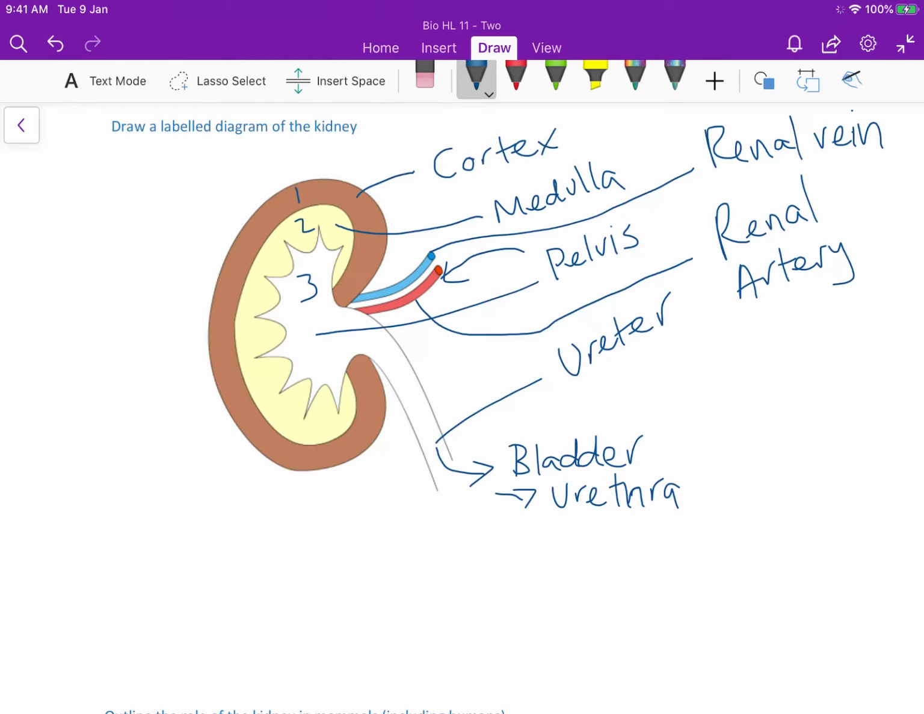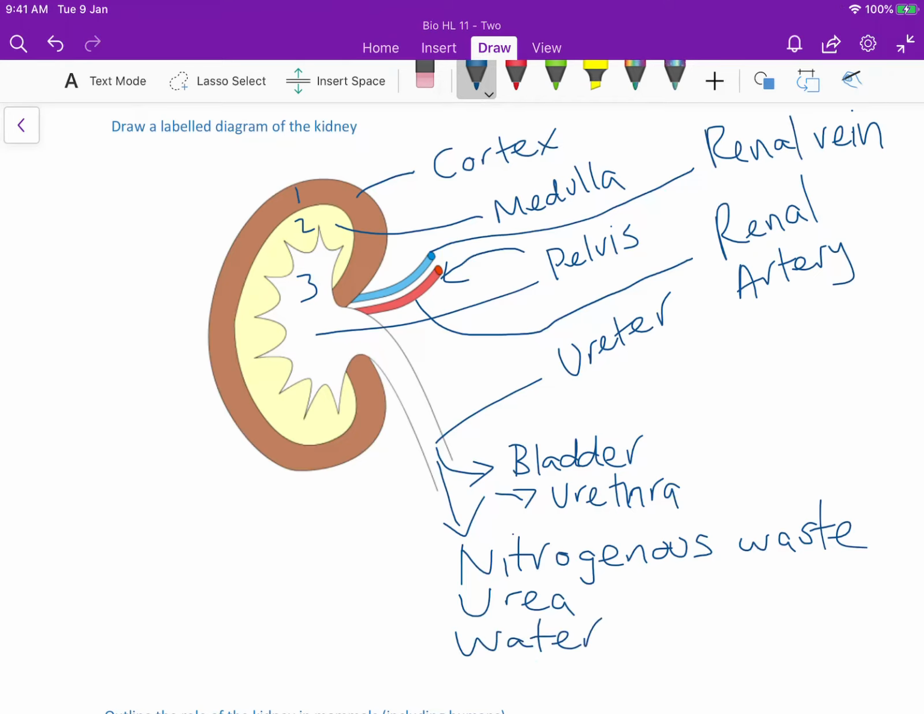So we want to think about, well, what does it do then? What's the difference? Well, what's coming out here is excretion products. It's nitrogenous waste. We want to get rid of nitrogen-containing waste in the form of urea. And the other thing that we want to get rid of as well is excess water and excess salts.